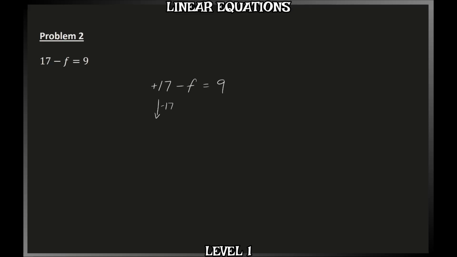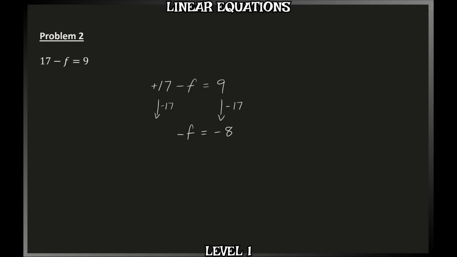So we're going to take away 17 from the left, and to keep the equation balanced, also take away 17 from the right. Now 17 minus 17 is 0, so the left-hand side becomes minus f, and we have to make sure that we don't forget this minus that's attached to the f. On the right-hand side, 9 take away 17 is minus 8.